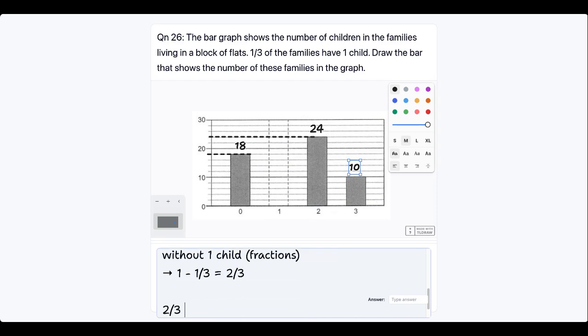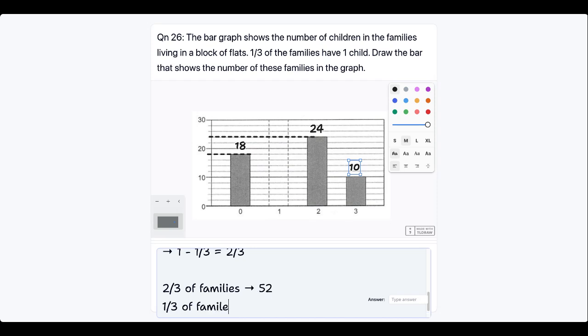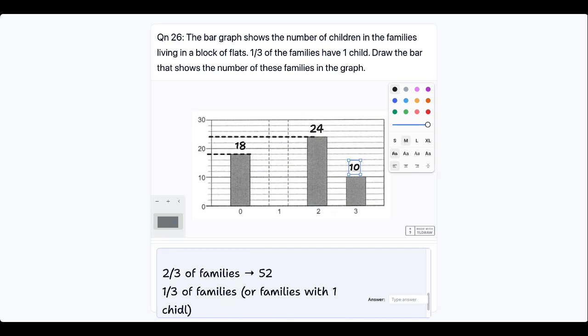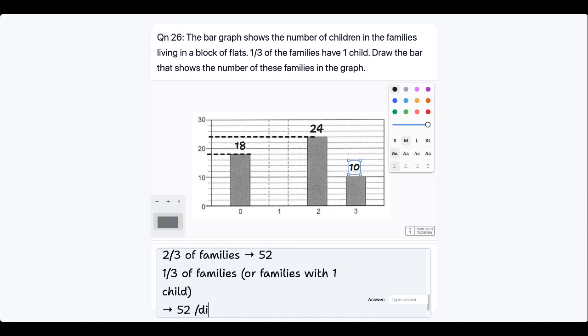So two thirds of families is equal to 52. 18, 24, yeah, 52. Okay, and then 1/3 of families, which is basically all the families with one child, is equal to 52 divided by 2, which is 26.